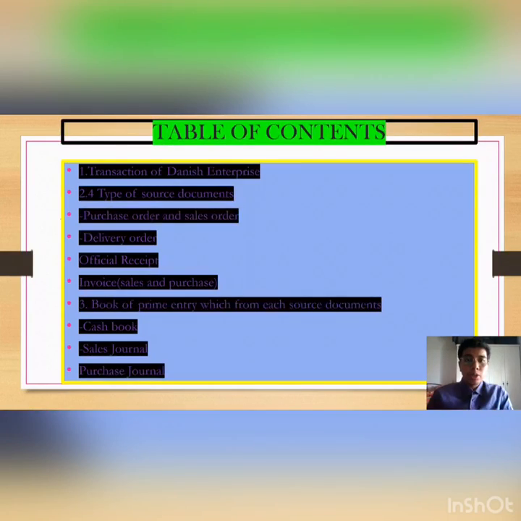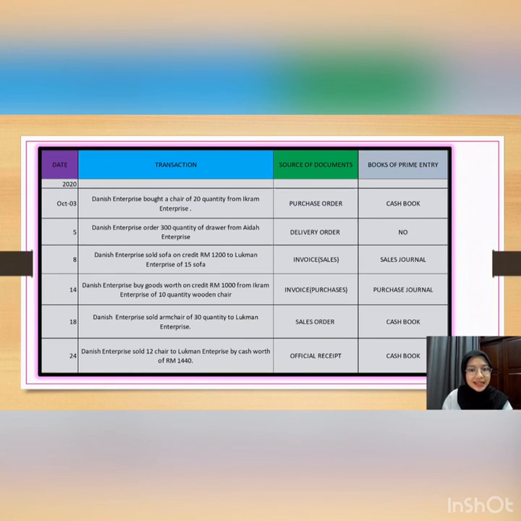This is the table of contents. In this video, it comprises three things. The first one is the transactions of Danish Enterprise, the next one is the four types of source documents, and the last one is a book of prime entry from each source document. This is the list of the transactions in the Danish Enterprise.